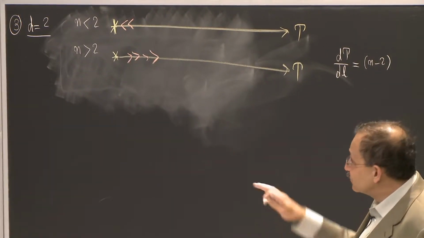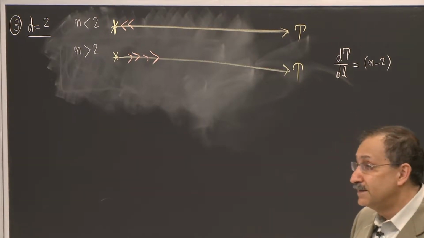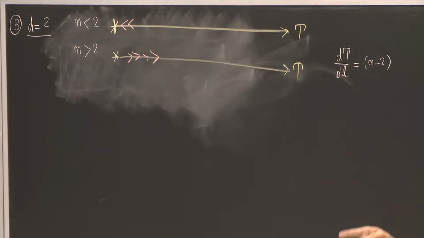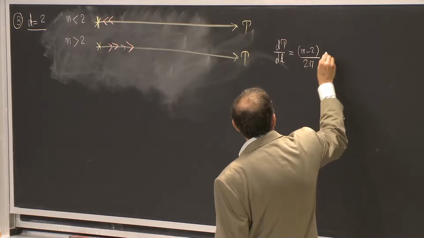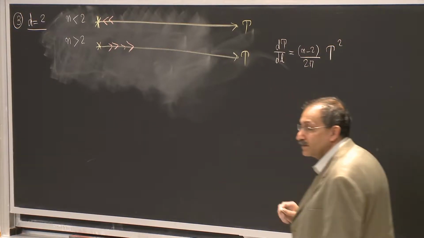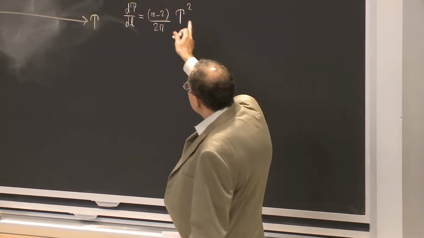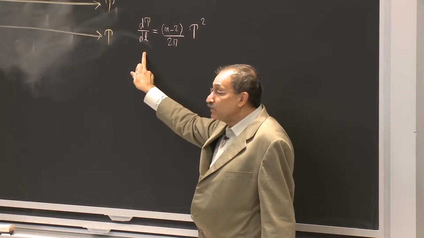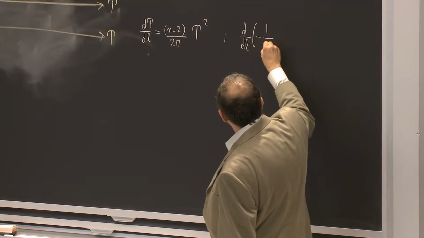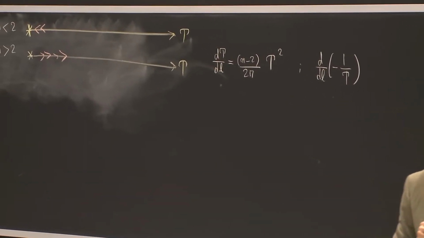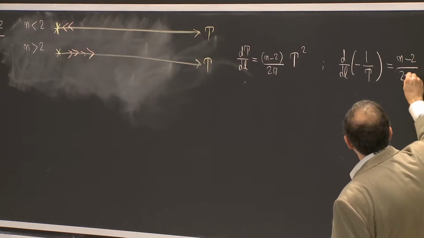I'm at d equals 2, the lambda to the d minus 2 I can ignore. Kd is 2 pi from the solid angle divided by 2 pi squared. So that's 1 over 2 pi times t squared. Okay, so that's the recursion relation that we are dealing with. I can divide by t squared, and then this becomes d by dl of minus 1 over t equals n minus 2 divided by 2 pi.